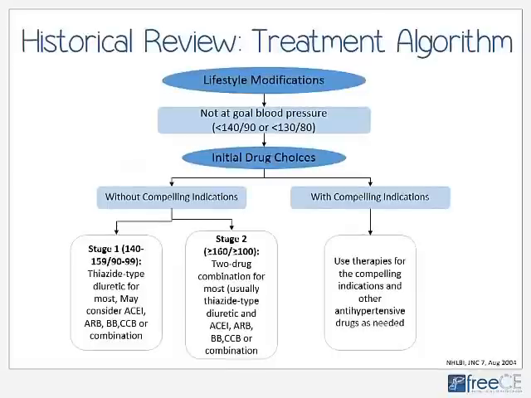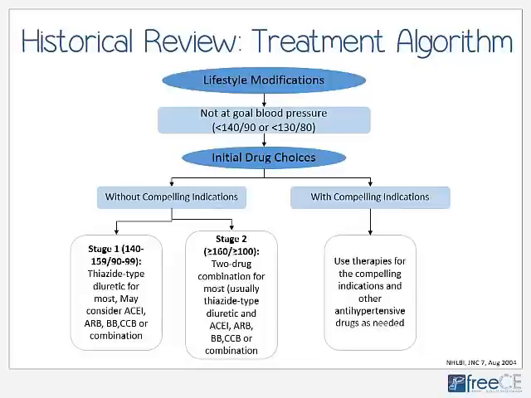So lastly, in our review, let's review what our treatment algorithm was. So if a patient was not at their goal blood pressure, meaning their blood pressure was over 140/90 or over 130/80, we had some different choices for how to select drug therapy.